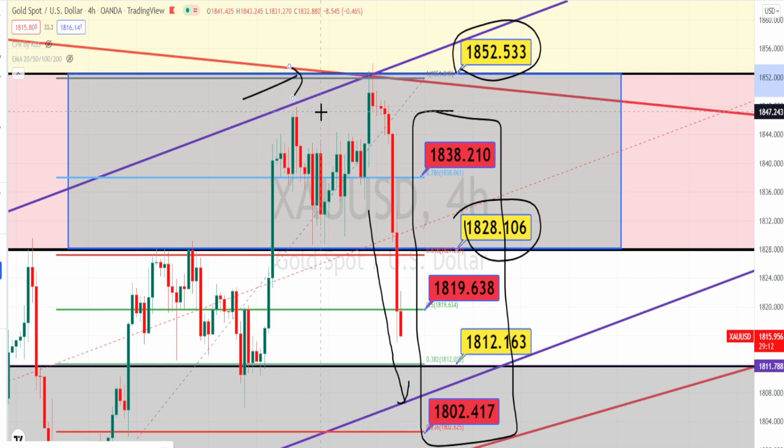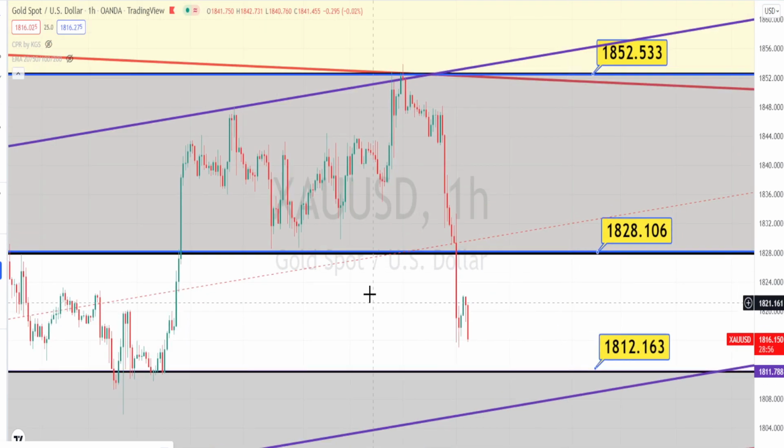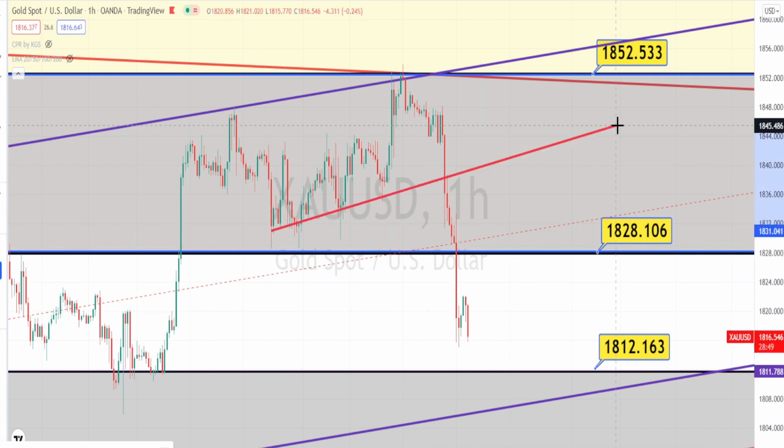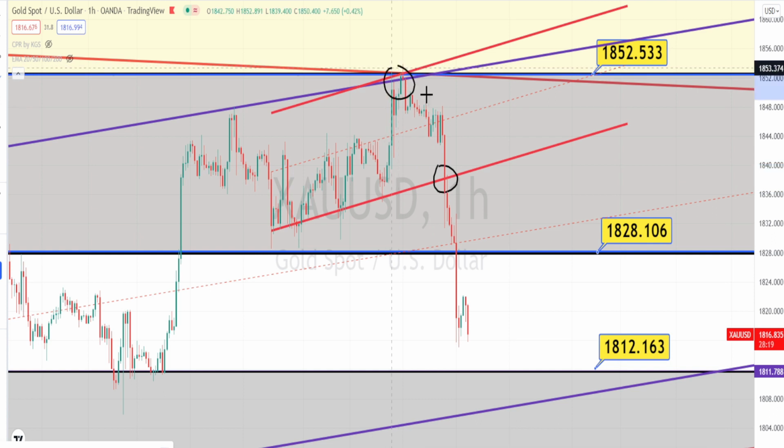Let us do the analysis in hourly time frame. I'm in hourly time frame now. When we look at the past price action, I had also highlighted that the price was trading within a bullish channel pattern and it gave breakout from this bullish channel pattern, then a trend reversal has happened.